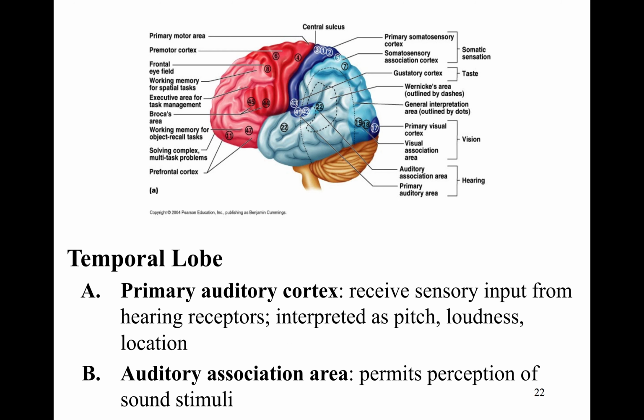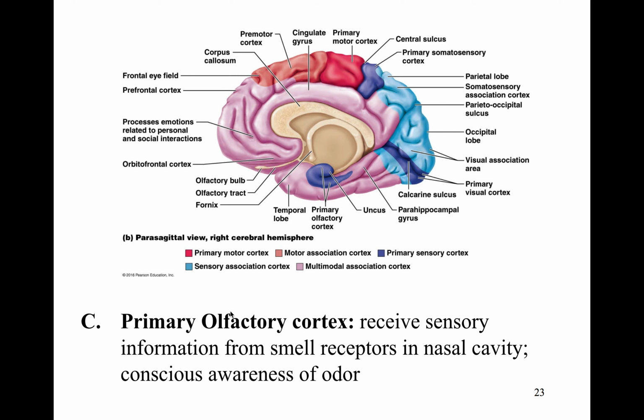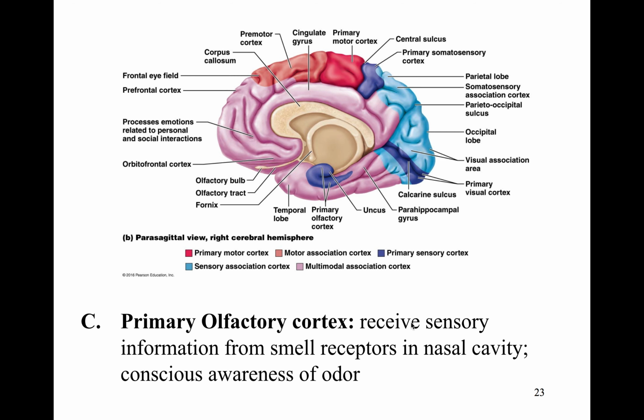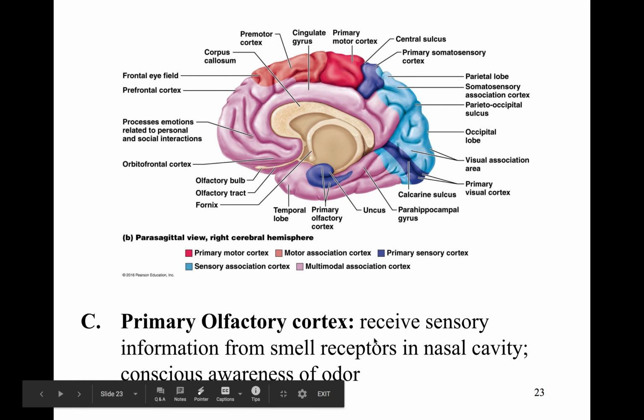Also located on our temporal lobe is going to be our olfactory cortex. The primary olfactory cortex is going to receive sensory information from smell receptors in the nasal cavity. So our temporal lobe is functioning for hearing as well as for smell. The primary olfactory cortex receives sensory information from smell receptors in the nasal cavity, providing your conscious awareness of odors.